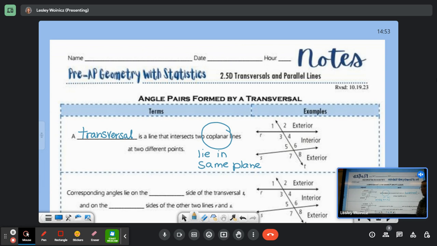All right, so according to this definition, which of these lines, R, S, or T, is the transversal? Yeah, T, this one. It's intersecting lines R and S in two different spots, two different points.